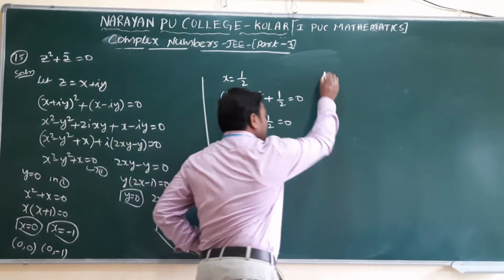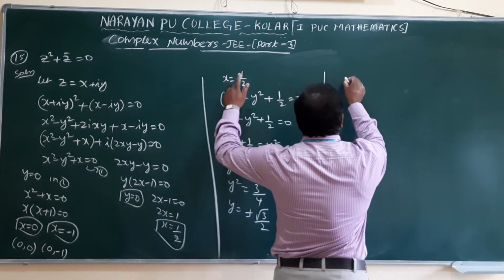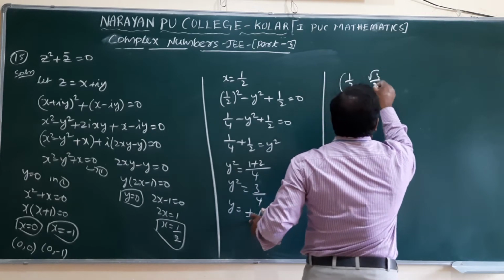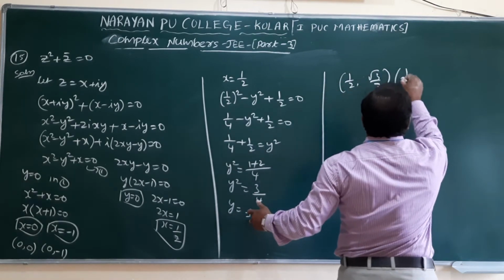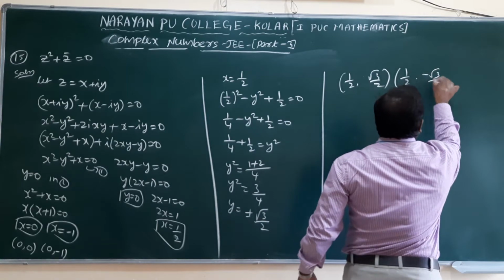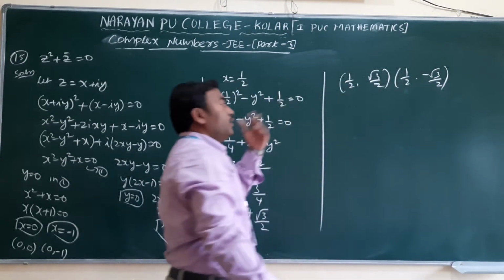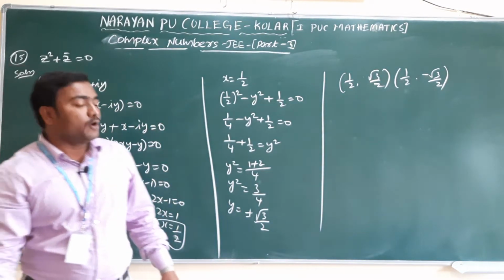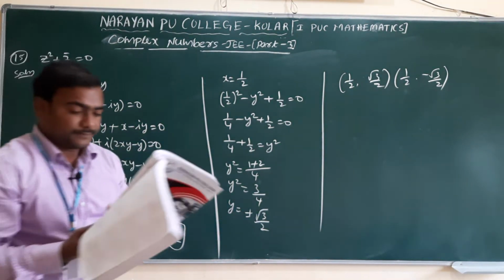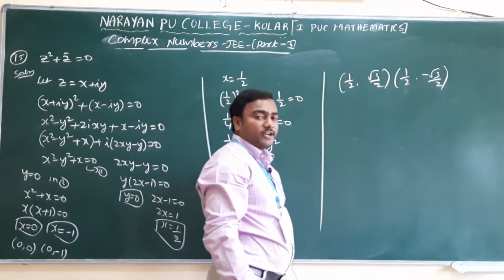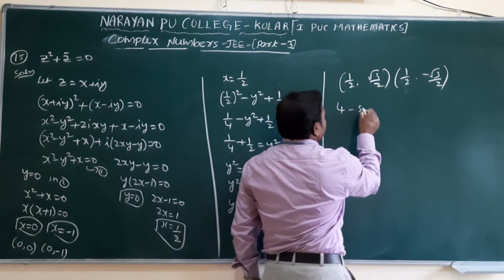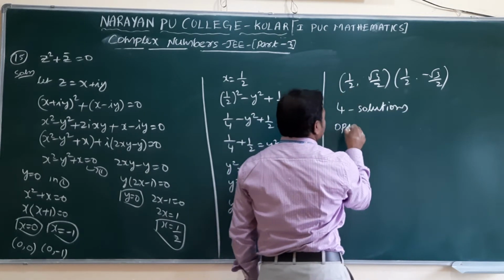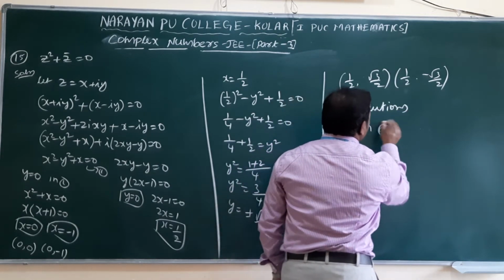Here x value is 1 by 2 and y value is root 3 by 2, and another solution with x value 1 by 2 and y value minus root 3 by 2. Here we are getting 4 solutions: 1, 2, 3, 4. Therefore, we have 4 solutions. The option D is the correct option.